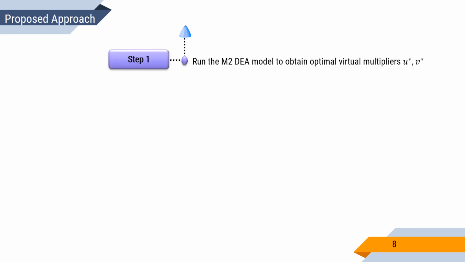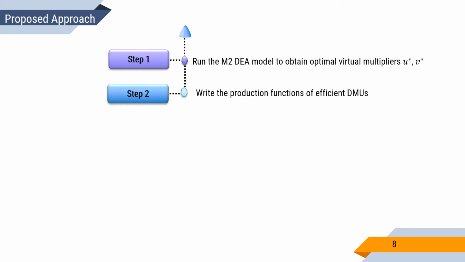Henceforth, we can introduce our proposed approach according to the following steps. First, we have to run the data envelopment analysis model to obtain optimal virtual multipliers U star and V star. This would allow retrieving the production function corresponding to each DMU. Here, we shall only consider production functions of efficient DMUs as they give information on the optimal amount of input resources that are required for benchmarking.